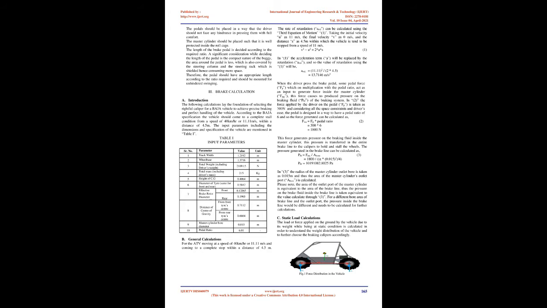According to the BAJA specification, the vehicle should come to a complete stall condition from a speed of 40 km/h or 11.11 m/s, within a distance of 4.5 m. The input parameters including the dimensions and specification of the vehicle are mentioned in Table I.